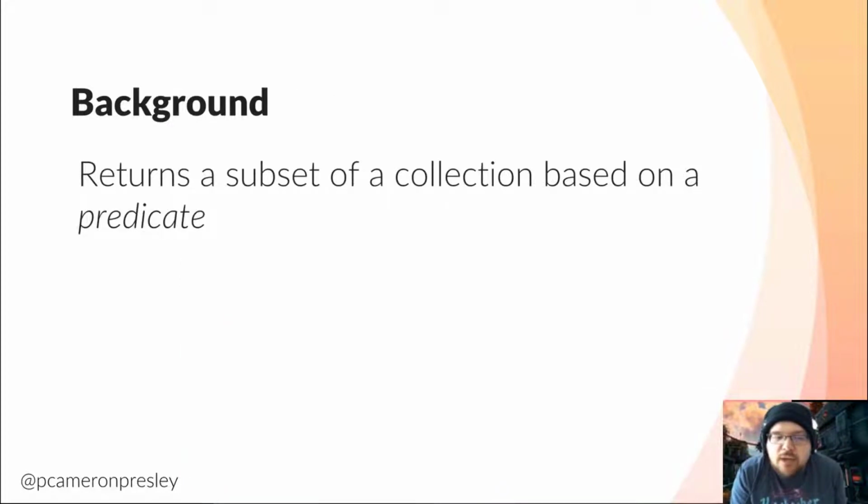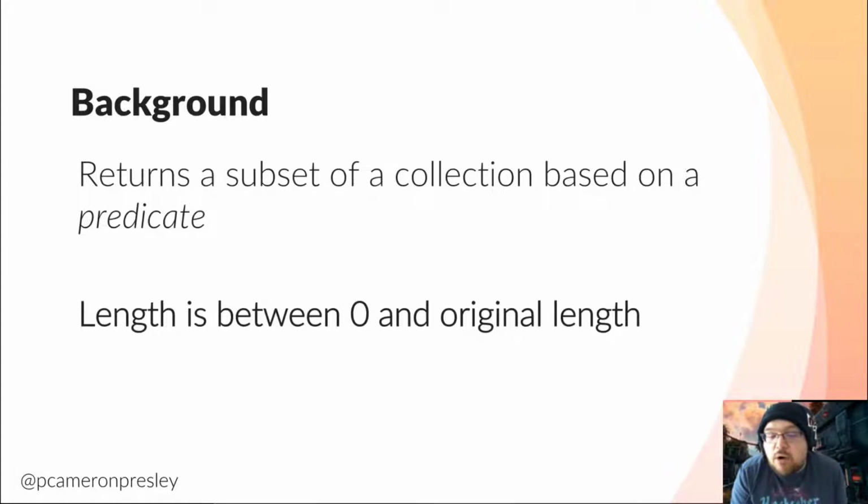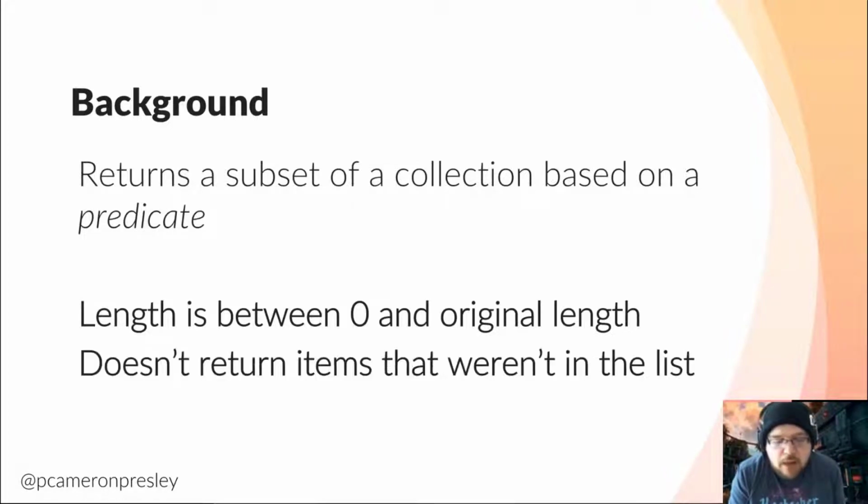So how keep works at a really high level is you've got a collection and you want to, well, keep some of it based on some type of predicate, right? Some type of criteria. But there's a lot of properties that keep has. One property you're guaranteed is that whatever you get back has to have a length between 0 and the original length. So if I run keep on a list of 5 items, I can't get back 10 items. It can't create something out of nothing. I can't get back a null either. That also won't work. So to me, that's pretty cool.